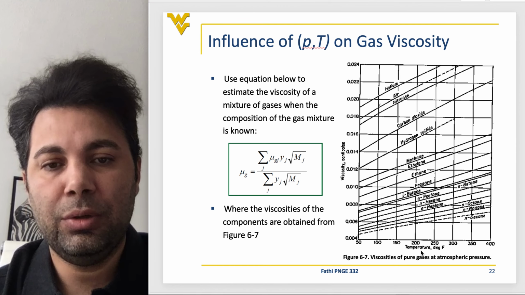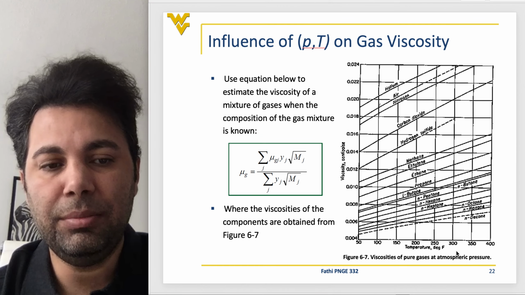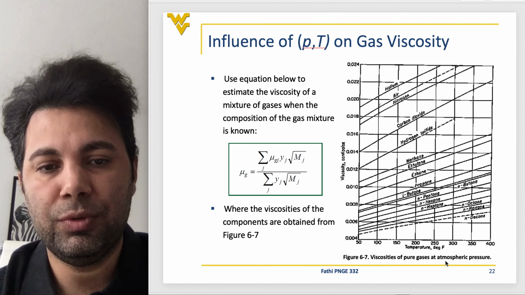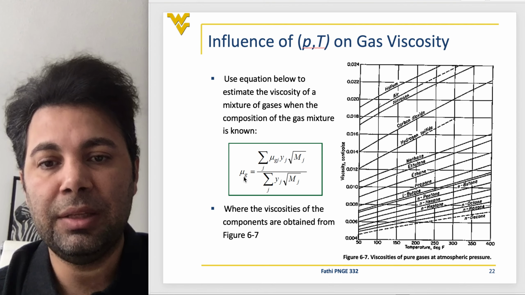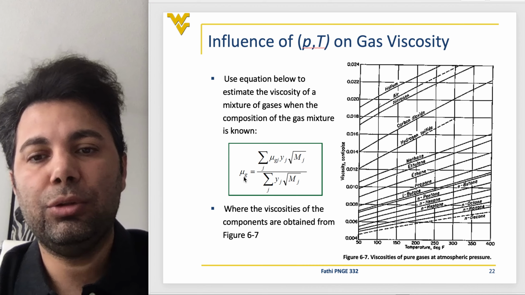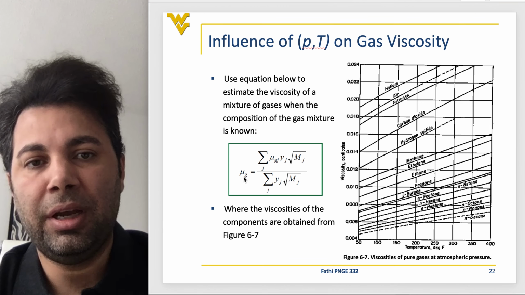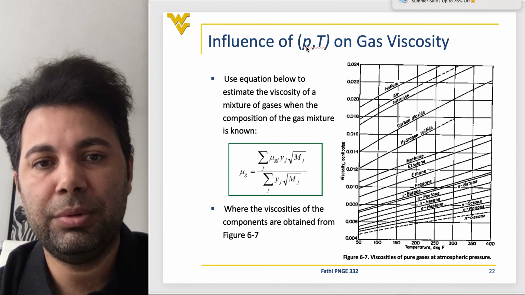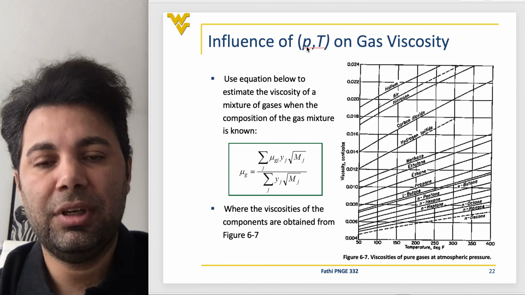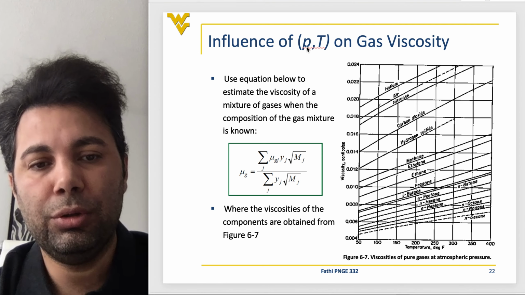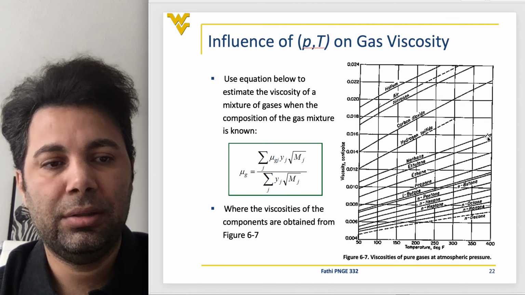So at any temperature I can find the viscosity, but this is given at atmospheric pressure. If I read the viscosity from this figure, plug it here, and find the total viscosity, this viscosity will be the viscosity at 1 atmosphere. Then I need to make the correction because I want to find the viscosity at the reservoir pressure. I do the correction and find the viscosity at the reservoir condition, which I will show you how to find.